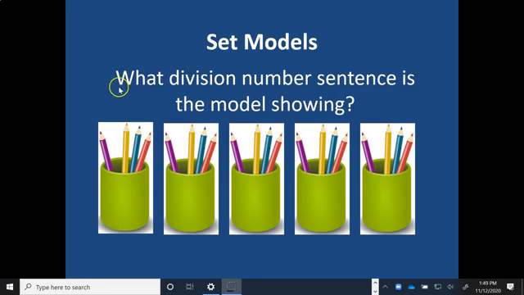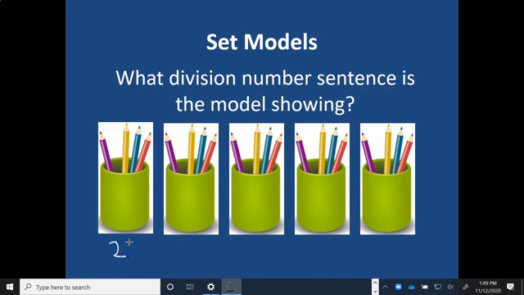Let's take a look at this next one. What division number sentence is the model showing? So we've got 1, 2, 3, 4, 5 groups. We've got 1, 2, 3, 4 in each group. And so if I count all the pencils, 1, 2, 3, 4, 5, 6, 7, 8, 9, 10, 11, 12, 13, 14, 15, 16, 17, 18, 19, 20.